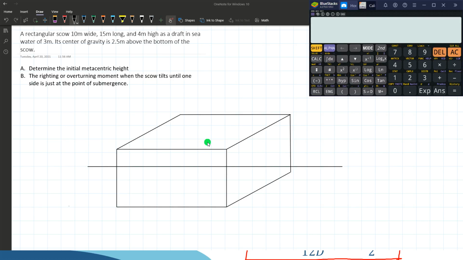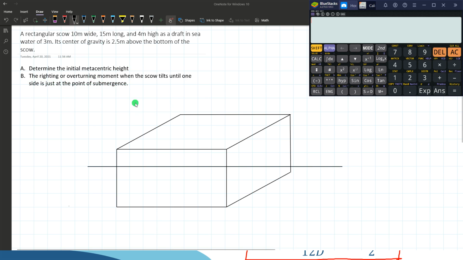Sample number 1: a rectangular scow, 10 meters wide, 15 meters long, 4 meters high, has a draft in seawater of 3 meters. Its center of gravity is 2.5 meters above the bottom of the scow. Determine the initial metacentric height, then the righting or overturning moment when the scow tilts until one side is just at the point of submergence.